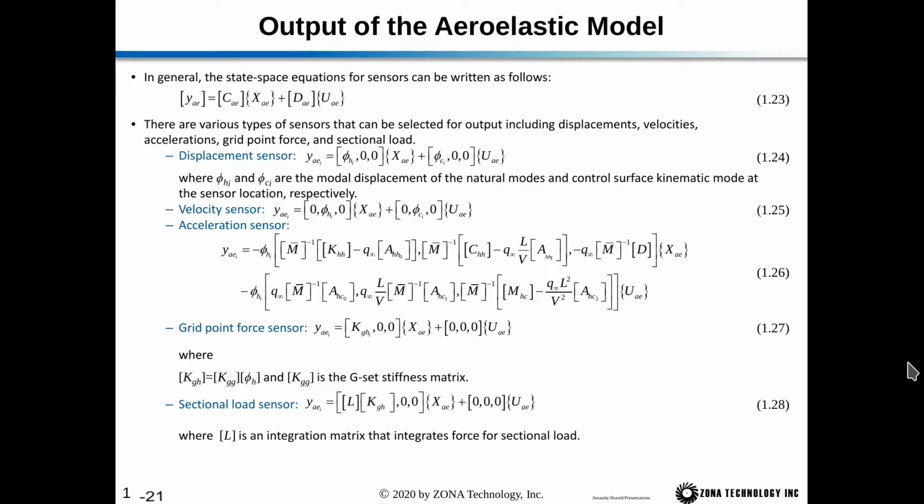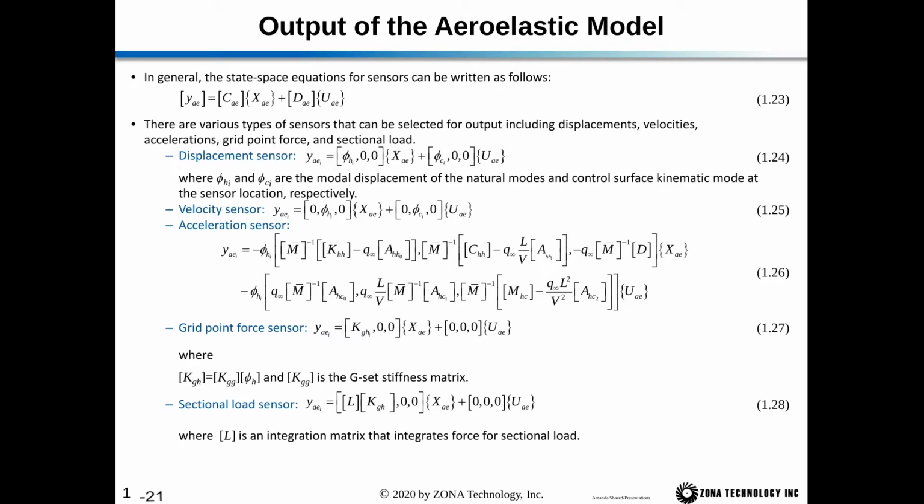Next, we'll look at the outputs available of the aeroelastic model. So in general, the state space equations for the sensors can be written as simply y equals Cx plus Du. And there are various types of sensors that can be selected for output, including displacements, velocities, accelerations, grid point force, and sectional loads. So first we have displacement sensors.